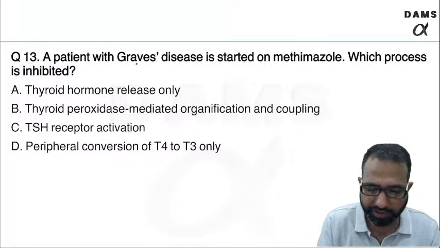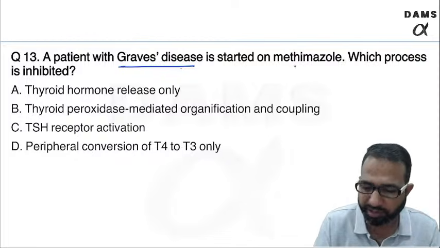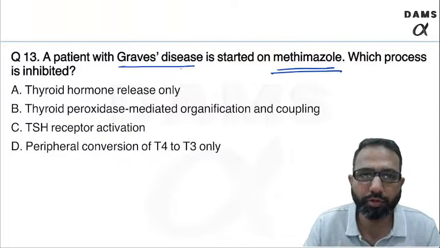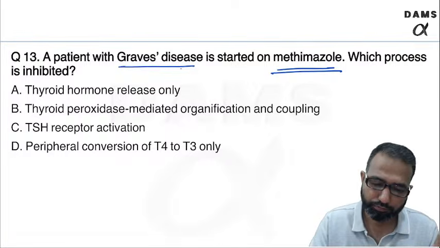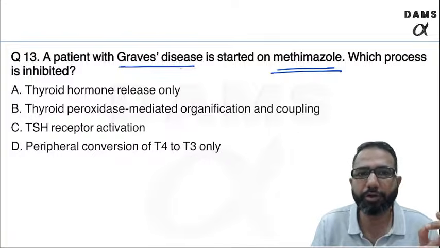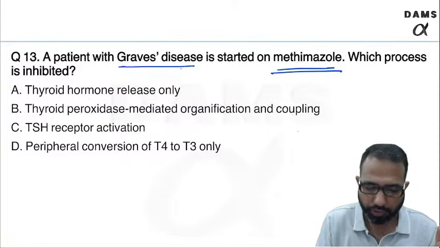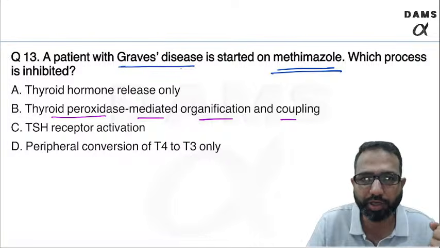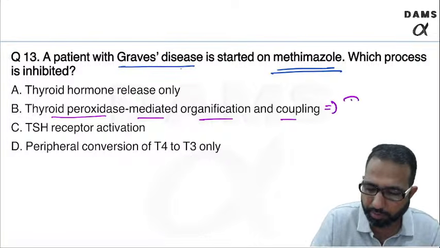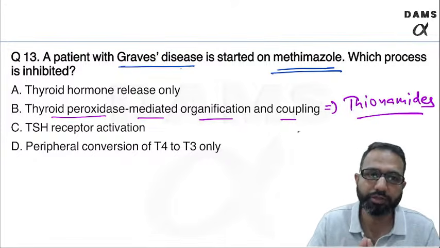A patient with Graves' disease. So after diabetes, the second important topic is antithyroid. Graves' disease started on methimazole. So you know carbimazole, methimazole, these are thionamides. What is the mechanism? In antithyroid drugs, we have four important mechanisms. First mechanism is the drugs which decrease the synthesis: thyroid peroxidase mediated organification and coupling, that is basically synthesis of thyroid hormone, and that is with the thionamides. And which drugs are in the thionamides? Carbimazole, methimazole, and PTU, propylthiouracil.